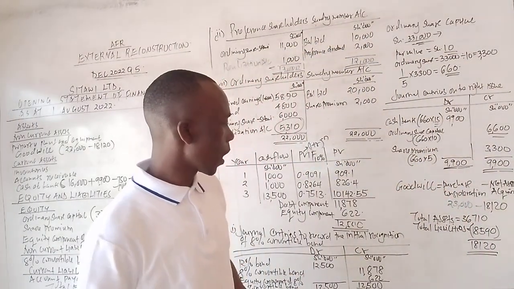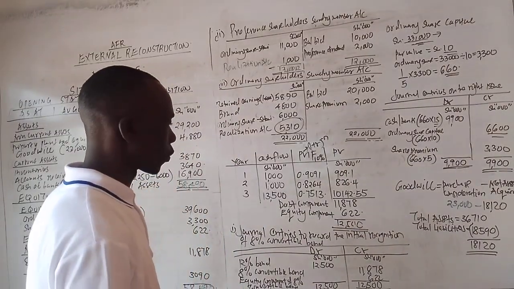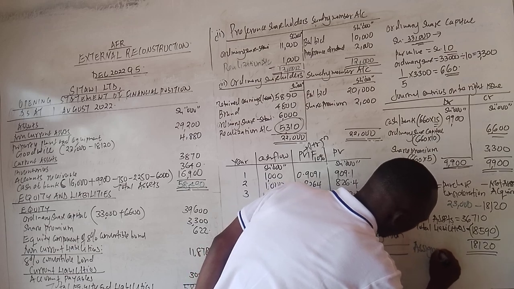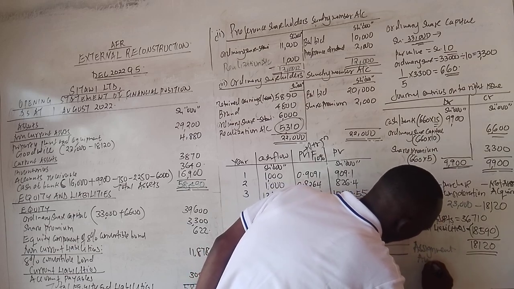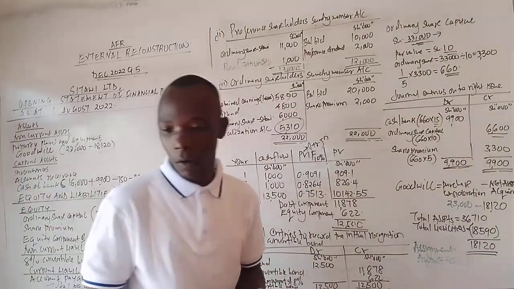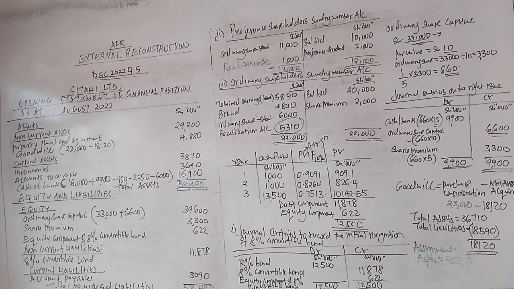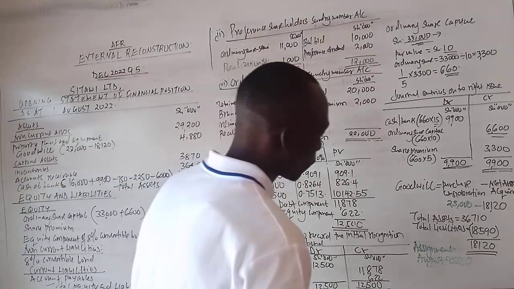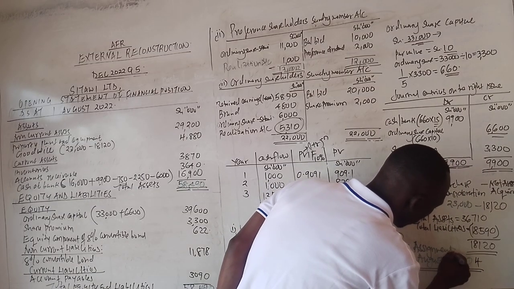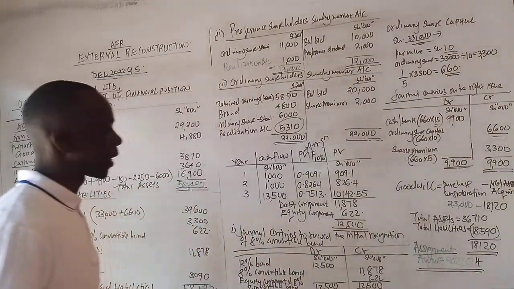So the assignment, which I would like you to go and try, will be August 2022. Let me confirm the question number. August 2022 for the external reconstruction is question number 4. Go and try that question. That will be the assignment for the external reconstruction.